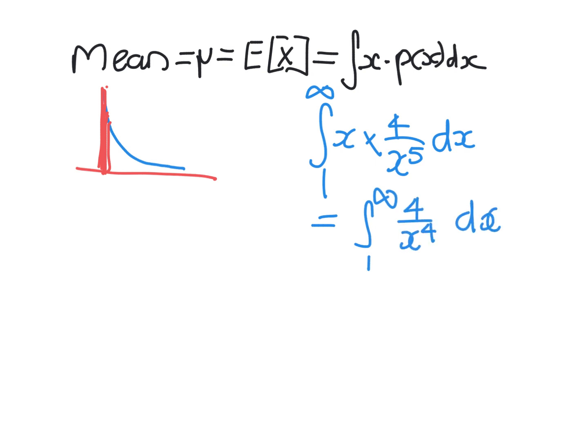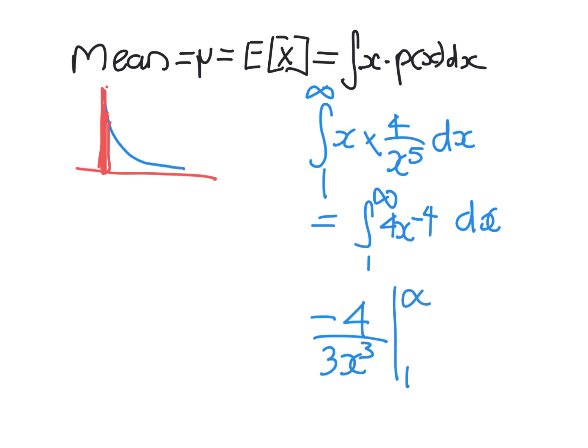Once again, to integrate this, it might be a little easier to write this as 4x to the power of negative 4. So what we do is we leave the 4 for now, we increase the power by 1 and divide by the new power. And again, to make life easier on ourselves, we might rewrite that as negative 4 over 3x cubed.